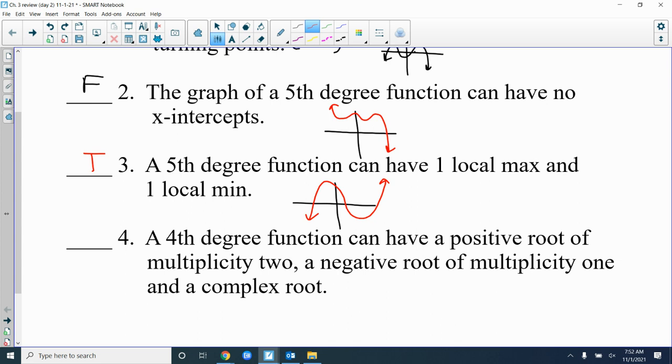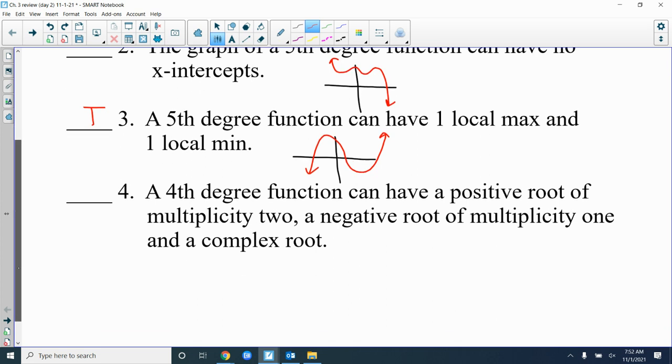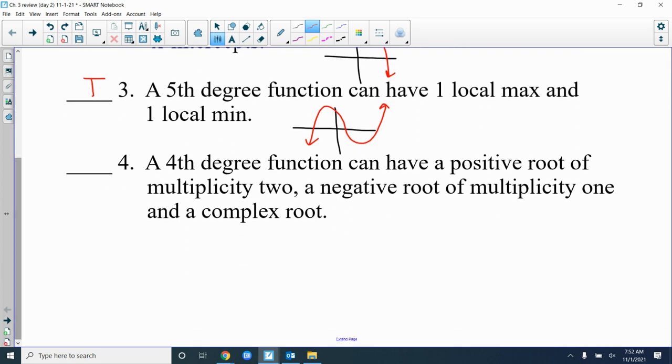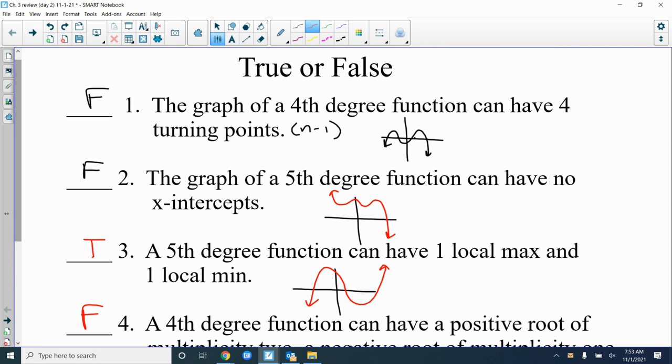A fourth degree function can have a positive root of multiplicity 2, a negative root of multiplicity 1, and a complex root. Josh, what do you think? False. Because complex roots always come in pairs. So there would be 2 complex roots, 1 negative root, and you would count the positive root as 2. That would be 2, 4, so that would have to be fifth degree, the way this is described. If it said a fifth degree function, then you could say yes. All right, so those are those 4.